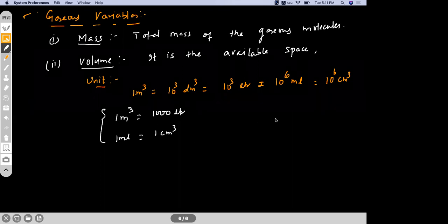Before ml, what is there? This one, 10 to the power 6 ml. 10 to the power 6 ml it is. This is equal to 10 to the power 3 liter. This one is liter.